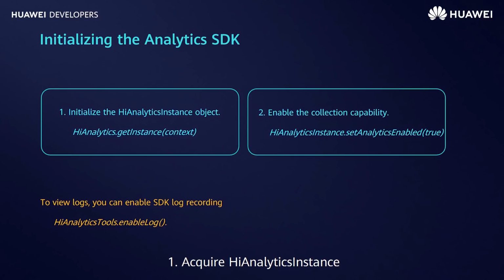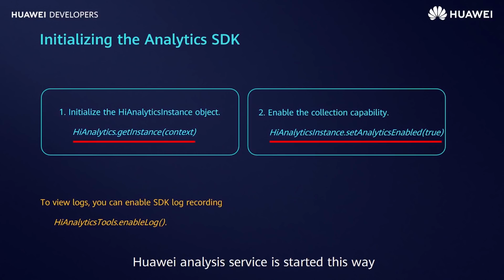1. Acquire the HiAnalytics instance. Obtain the HiAnalytics instance object with the getInstance method of HiAnalytics. 2. Open Analytics Service. Use the setAnalyticsEnabled method of the HiAnalytics instance to pass in the parameter true. HUAWEI Analytics Service is started this way.